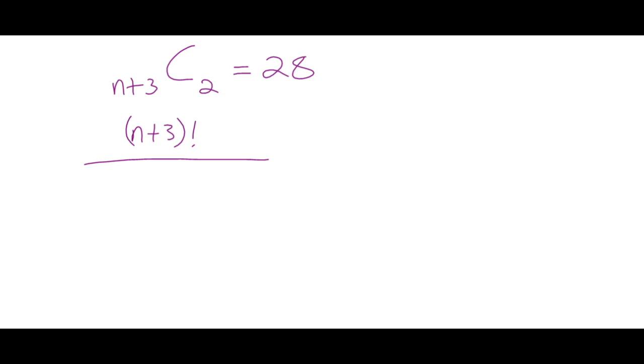So the idea is you're just substituting into the formula. Right? So n plus 3 choose 2 is this number factorial over this number minus this number factorial, r factorial, right? So this is n and this is r in the formula. So this is n factorial, the first thing factorial. It's n minus r, n plus 3 minus 2 factorial, and then 2 factorial. And that's equal to 28.